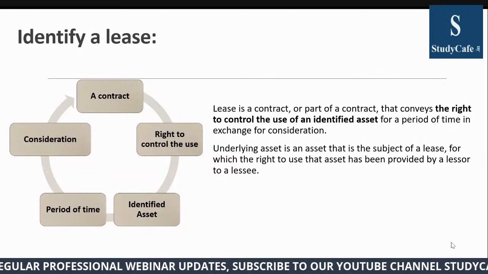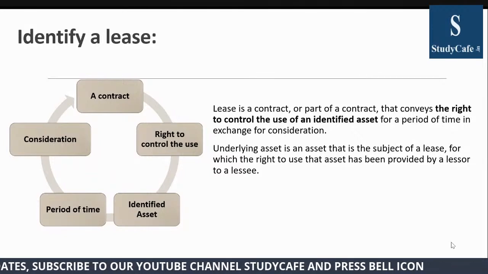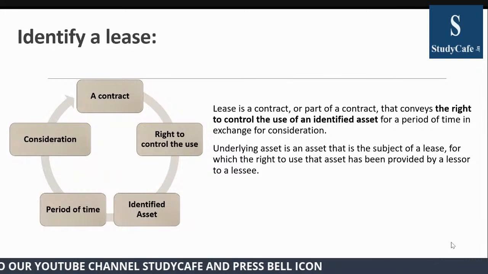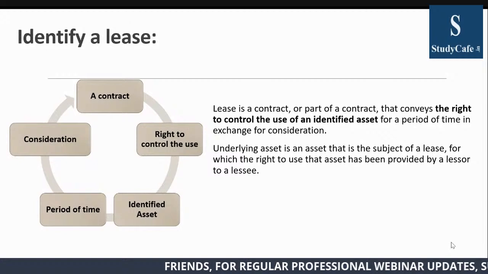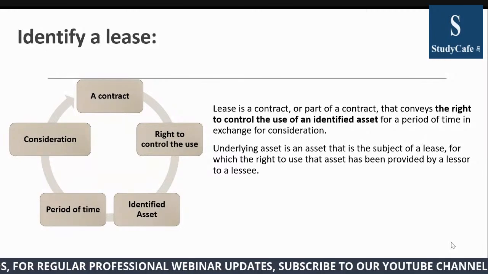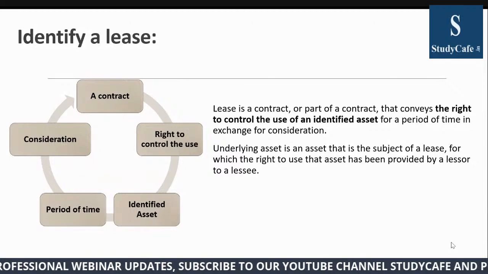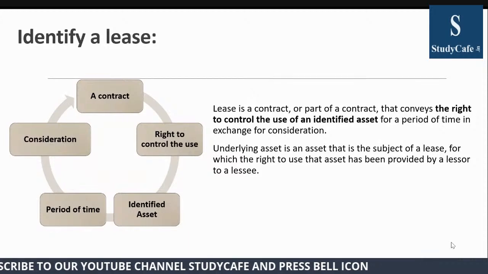Fourth leg is period of time. So obviously there is a lease term which starts from the commencement date, right? And last part is consideration, obviously the lease payments that the lessee is required to make to the lessor. So these five components make a contract lease, right? So lease is basically a contract that conveys the right to control the use of an identified asset for a period of time in exchange for some consideration.